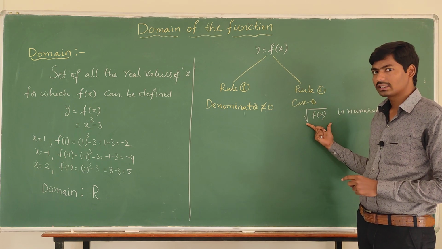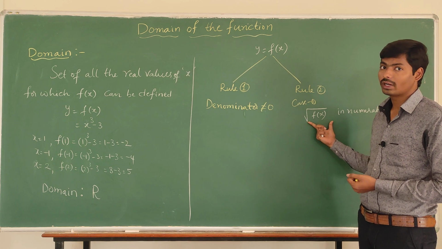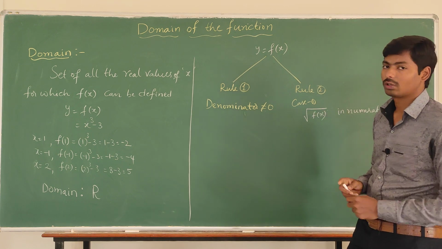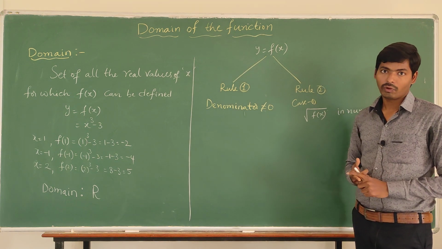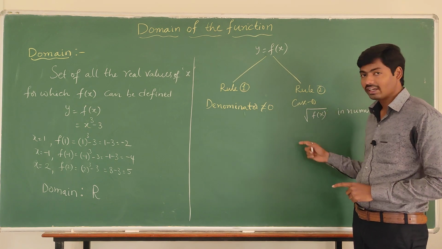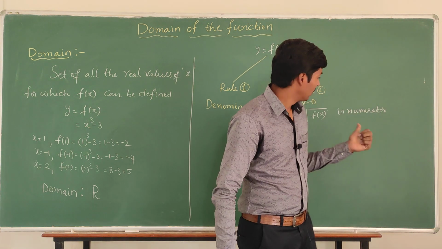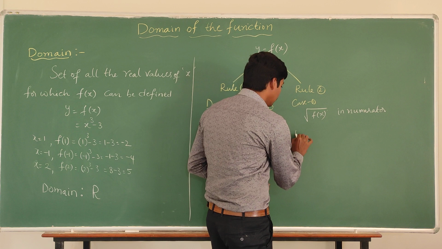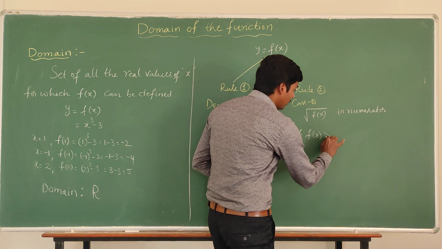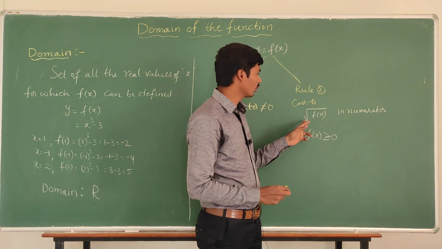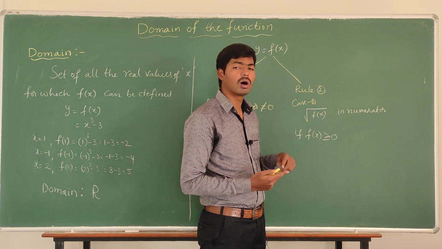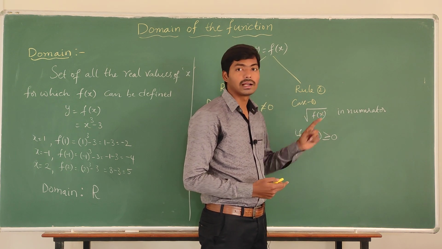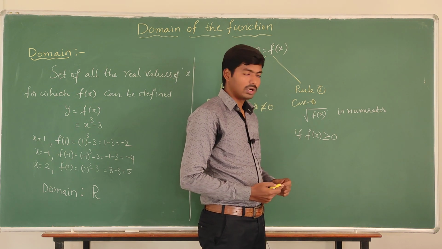So this root function is in numerator. When can we define the root function if it is in numerator? So if the expression inside the root or under the root is greater than or equal to 0, then only we can define the root function. So if f of x is an expression under the root and that expression is greater than or equal to 0. Why? Because always the root function can take only the positive values or 0. It never takes the negative values. That's why the expression under the root is always greater than or equal to 0.